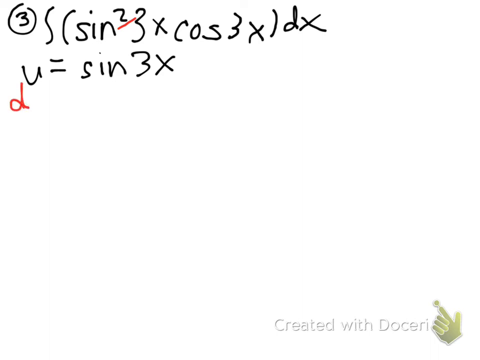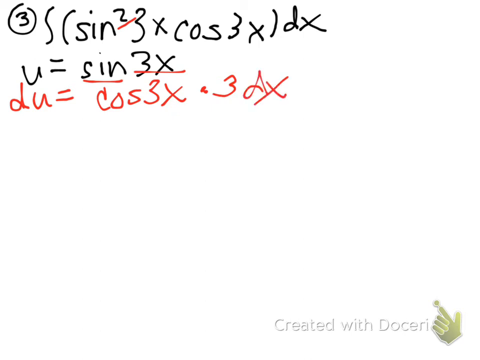So if we go ahead and take the derivative, du is cosine of 3x, but just be careful because here we will have to use chain rule. Not only are we taking a derivative of sine, after we take the derivative of the outside function, you have to also take the derivative of the inside function. So the derivative of 3x is 3, right? And then we would have dx.